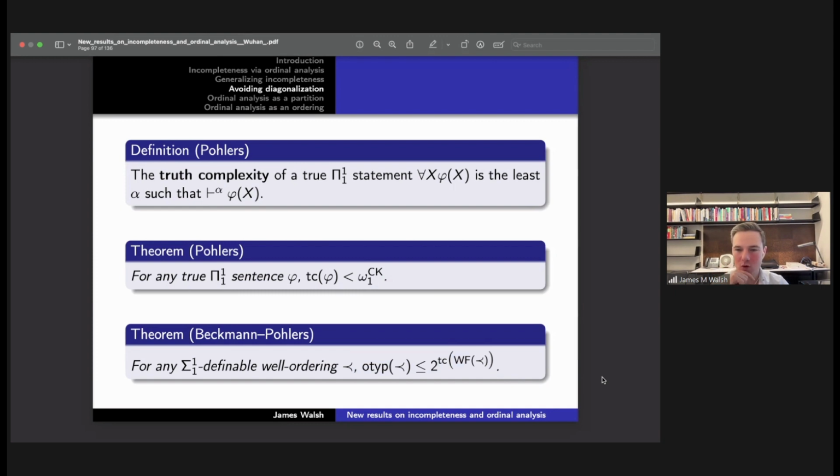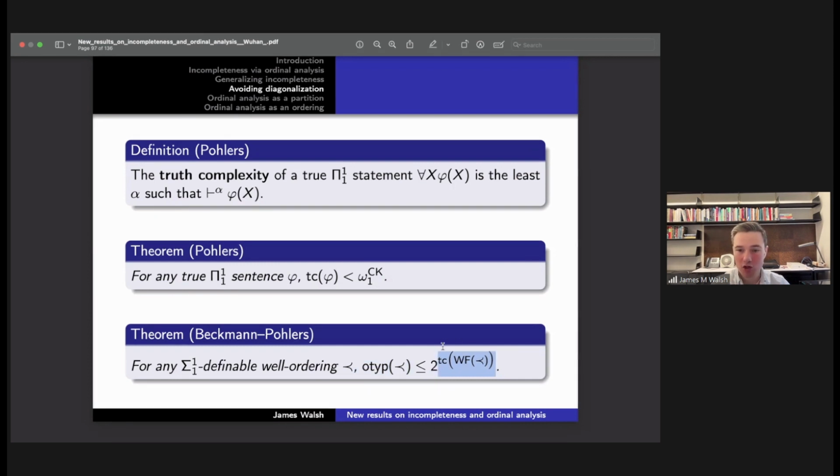Okay, so what's important about this? Here's what's going on. I have some Σ¹₁ definable well order. I want to figure out what its order type is. First you take the sentence that the ordering is well founded. Now, this is a well ordering, and it's Σ¹₁ definable, so the statement that it is well founded is a true Π¹₁ statement. And we know from this result of Pohlers that for any true Π¹₁ statement, its truth complexity is strictly less than omega 1 CK. So what we have here in the exponent, this truth complexity of prec well founded, is something strictly less than omega 1 CK.